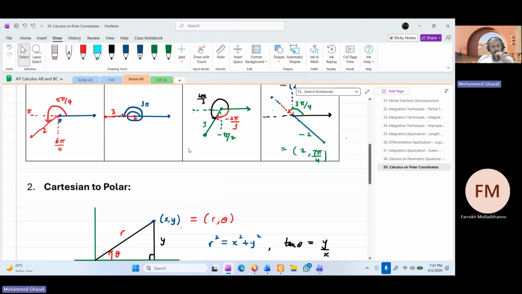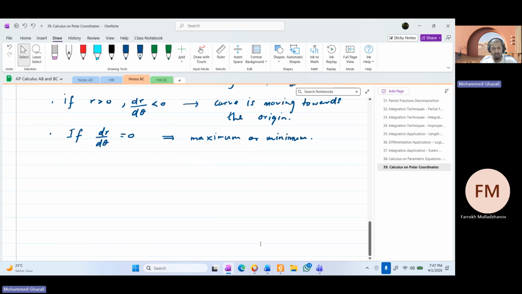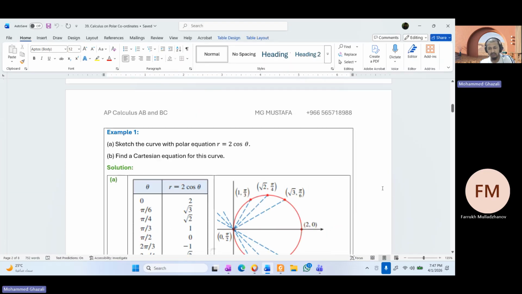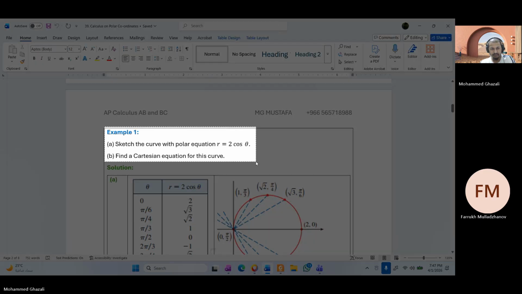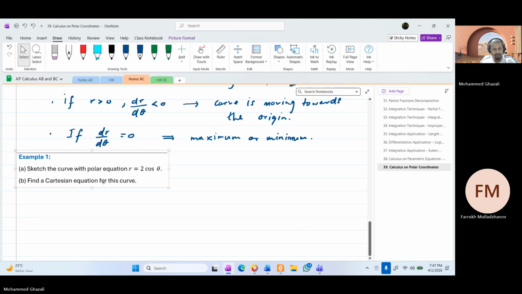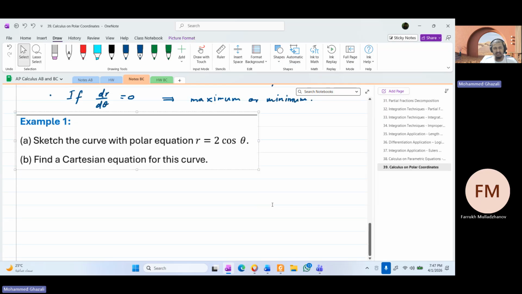All right, so I explained what a polar coordinate is. It's a new coordinate system, and we know how to convert Cartesian to polar and polar back to Cartesian. Now, let's look at some examples. Example 1. Sketch the curve with polar equation r equals 2 cos theta, okay? The first thing that you need to do is sketch the graph of 2 cos theta, okay?